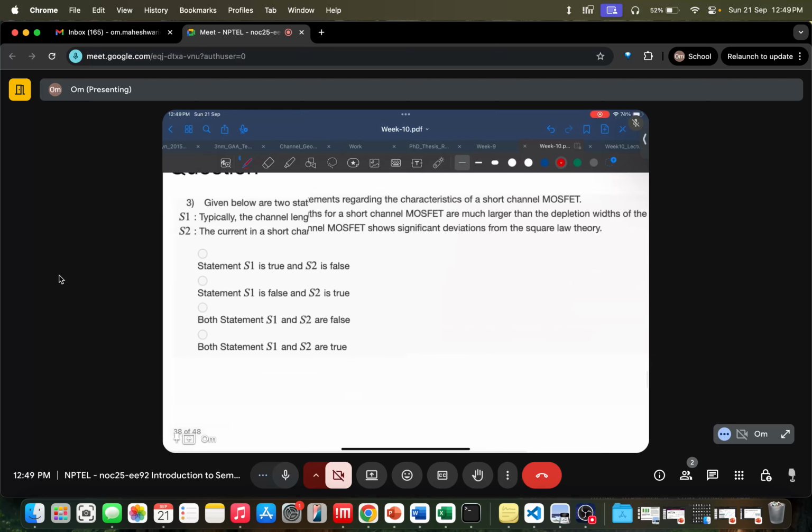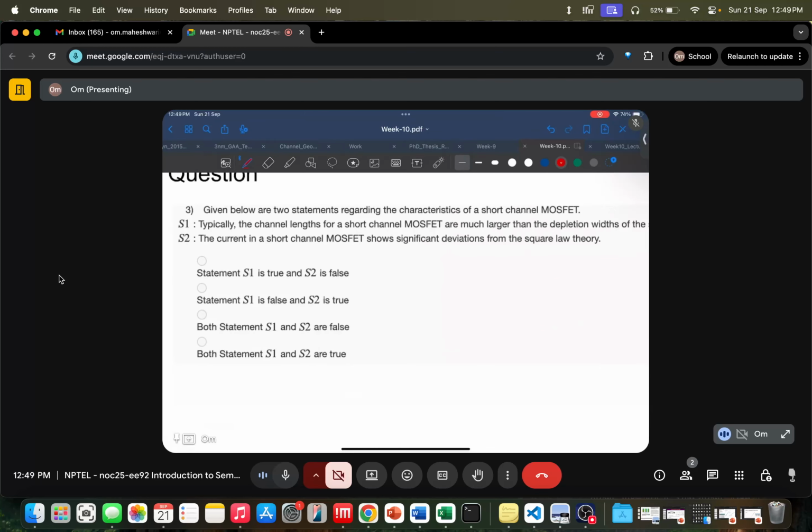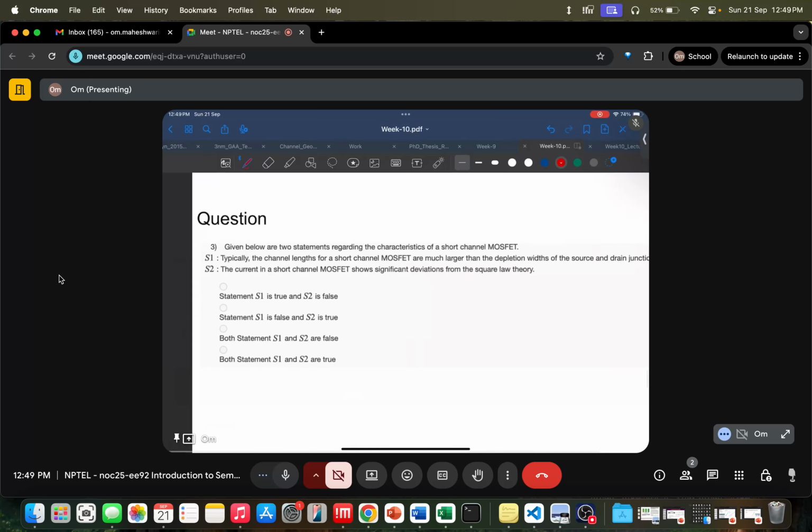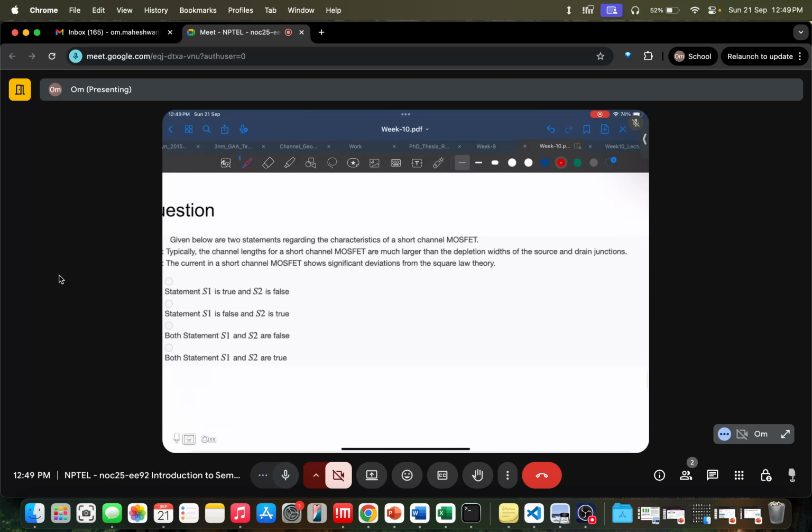Okay, next question. Given below are two statements regarding the characteristics of a short channel MOSFET. Typically, the channel lengths of a short channel MOSFET are much larger than the depletion width of the source and drain junctions. The current in a short channel MOSFET shows significant deviations from the square law theory. So you have to tell which are true and which are false.